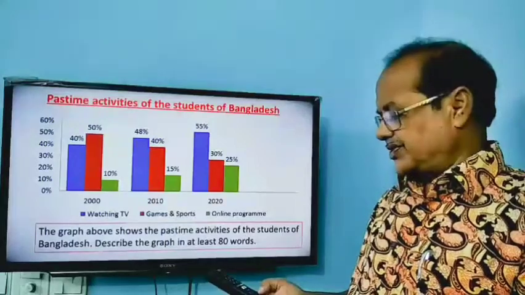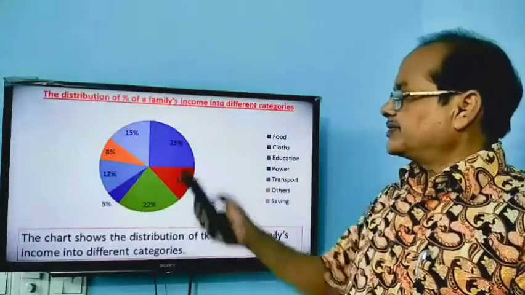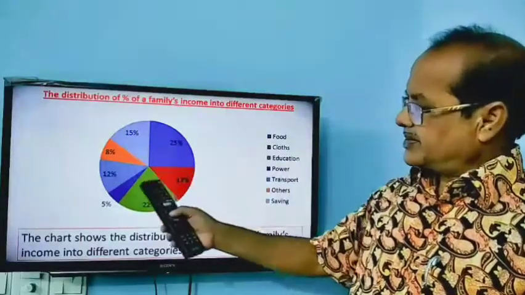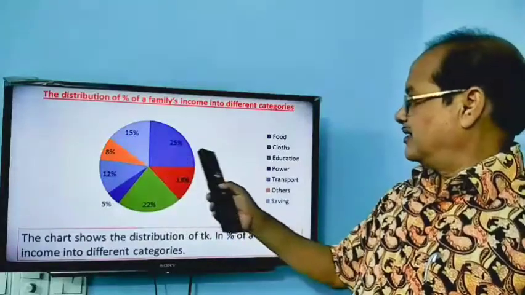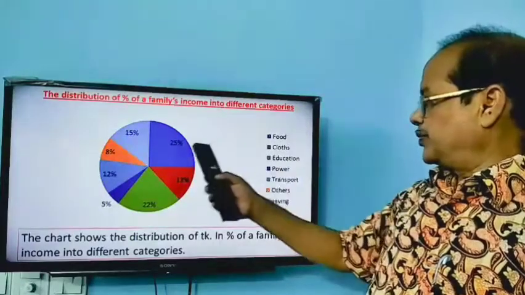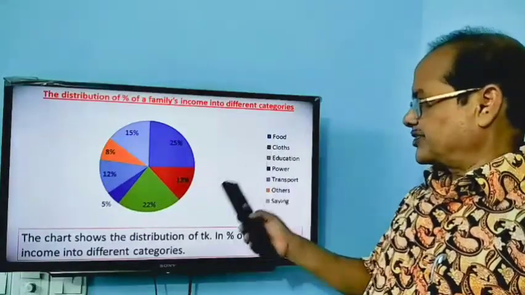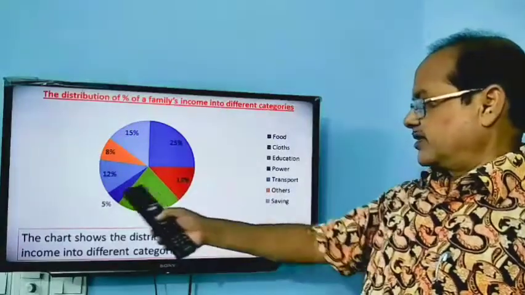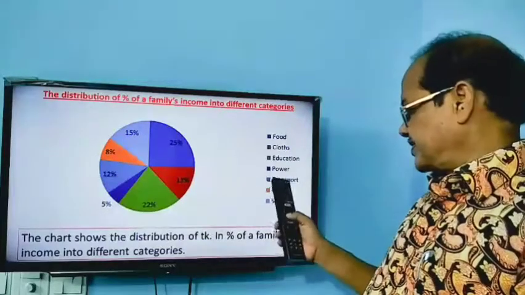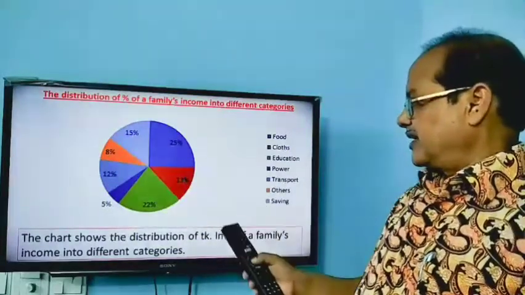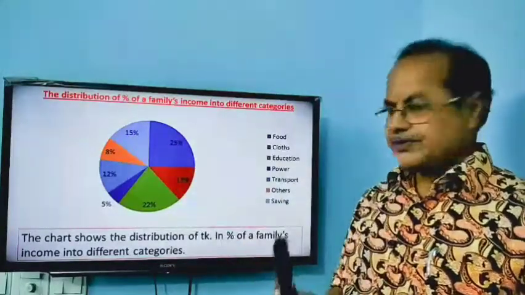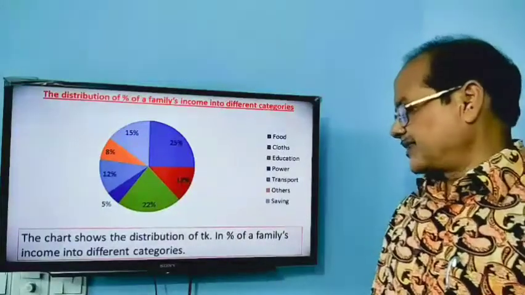Let us go to another chart, which is called a pie chart. You see, here is a pie chart, that is a circle. The circle has been divided into 7 sectors. Here is the color matching: deep blue for food, red for clothes, green for education, etc. Ultraviolet is for power, light blue is for transportation, orange is for others, and ocean blue is for saving. So the color matching is to be described in words. Very simple. You will have to describe it like this.